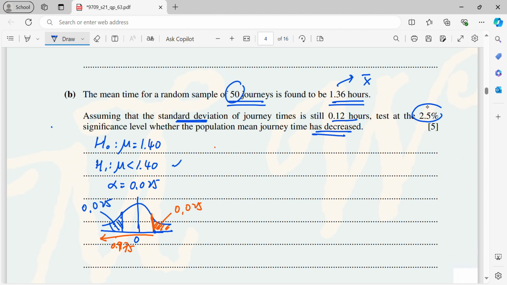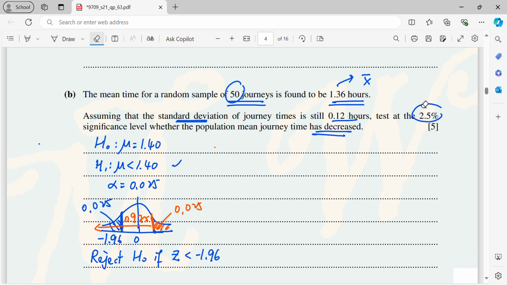But our actual value is on the left side. Therefore, I will label negative 1.96. So here I write 1.96, but it's a negative value, because the total region here is 0.975. Based on this graph, I can write down my rejection criteria: reject H naught if the calculated value of Z is less than negative 1.96.